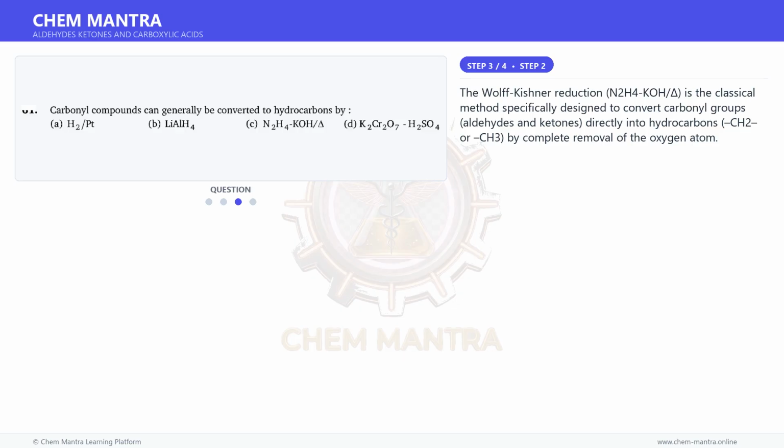The Wolff-Kishner reduction, N2H4/KOH, delta, is the classical method specifically designed to convert carbonyl groups, aldehydes and ketones, directly into hydrocarbons, CH2 or CH3, by complete removal of the oxygen atom.